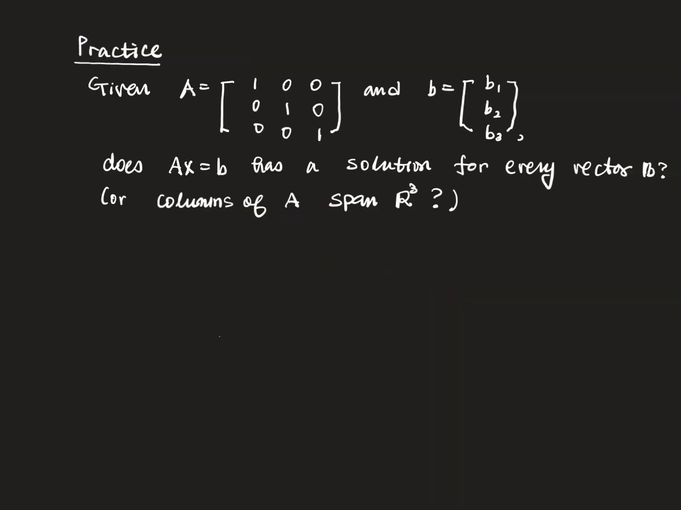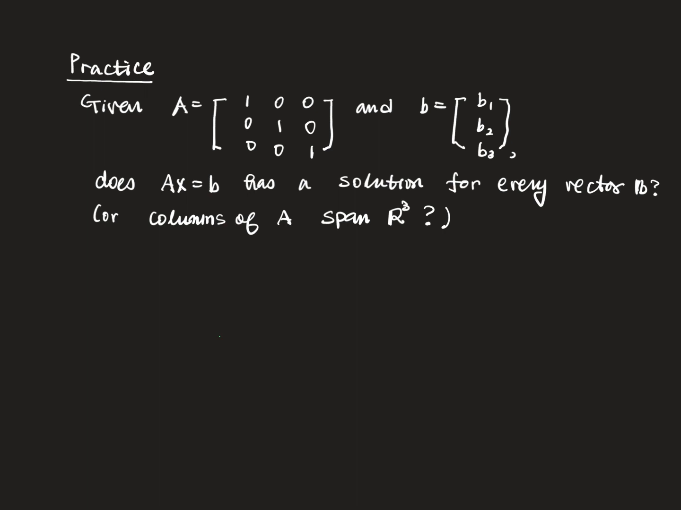Let's do the practice question, guys. Whenever they give a coefficient matrix and a vector, the question is whether the matrix equation AX equals B has a solution or not. If it has a solution, that means the columns of A, column 1 A1 vector, column 2 A2 vector, column 3 A3 vector, span R3. Okay, that's the same meaning, guys.